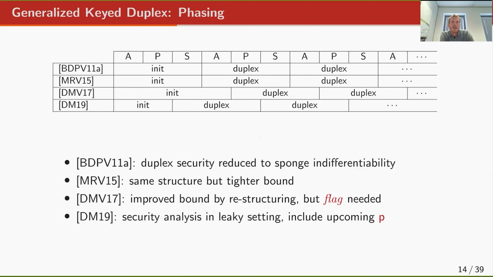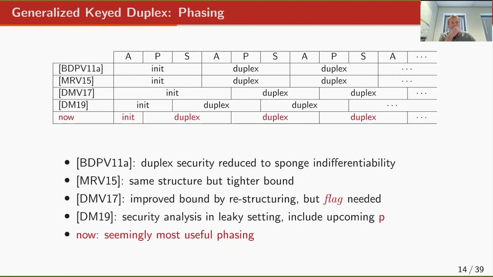We shifted the duplex. We included the upcoming permutation call because we wanted to prove leakage resilience. And for leakage resilience, we assumed that the attacker learns information from the next permutation call. Now, this seems to be the most useful phasing. So it's the one from 2017, but with the initialization just separated.